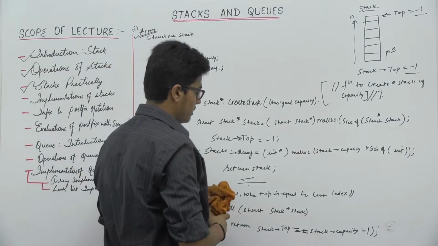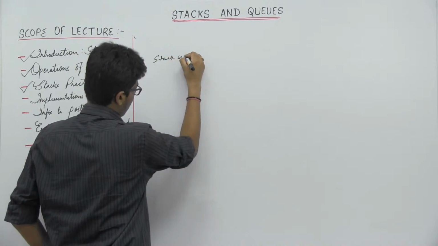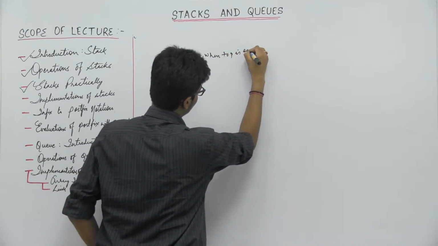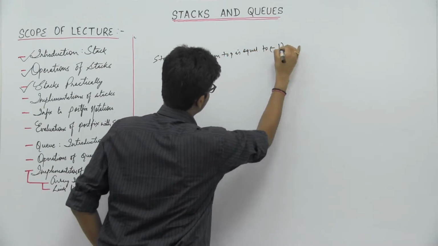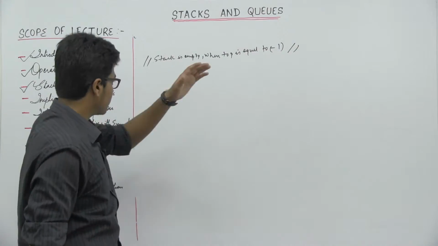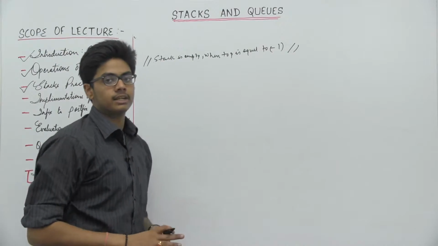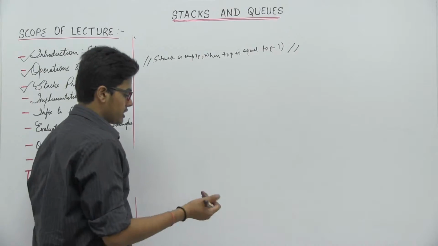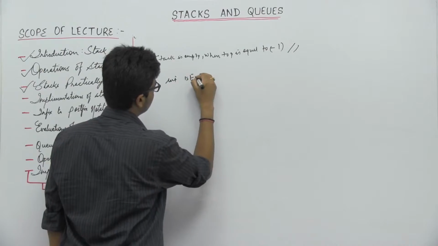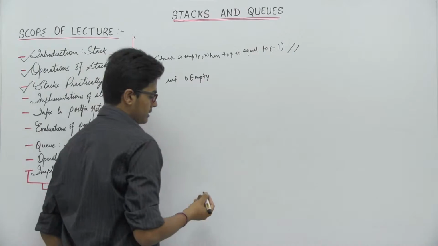Now we already discussed that our stack is empty when top is equal to minus 1. Stack is empty when top is equal to minus 1. Suppose we are introducing the array implementation, we are introducing a stack empty condition, a different condition from checking whether it is full or not. So first, stack is empty when top is equal to minus 1. In the previous case we defined is full, now we define is empty.